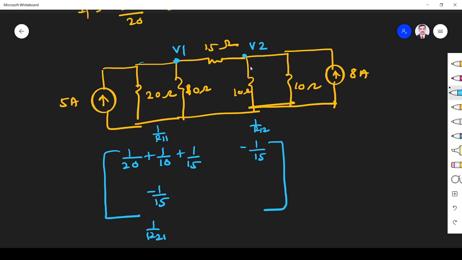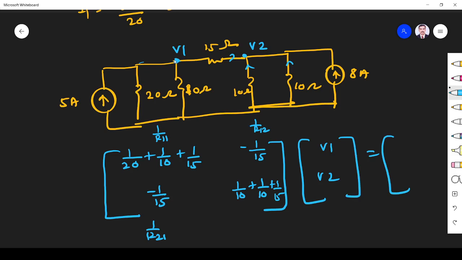R22 means all of the resistances connected to node 2. What are the resistances connected here? 1 by 10, another 1 by 10, another 1 by 15. Fine. This one, and this one: 1 by 10, 1 by 10, 1 by 10. These three are connected here. So this is V1, V2, V by R is equal to I. The current coming to V1 is 5 ampere only. The current coming to V2 is 8 ampere.